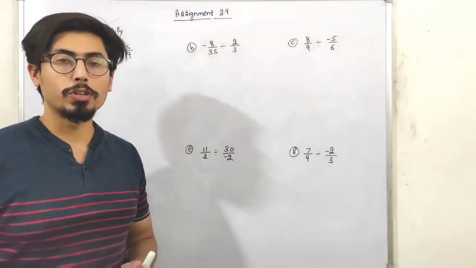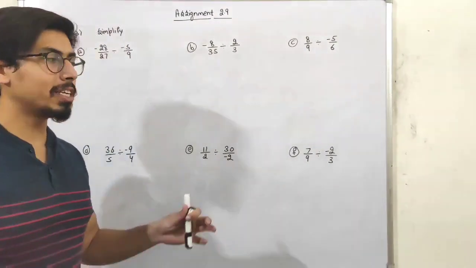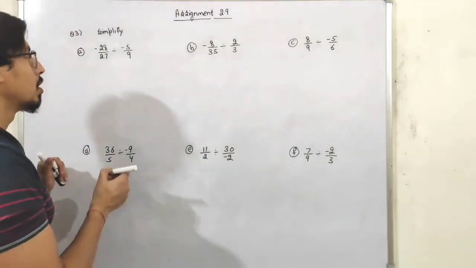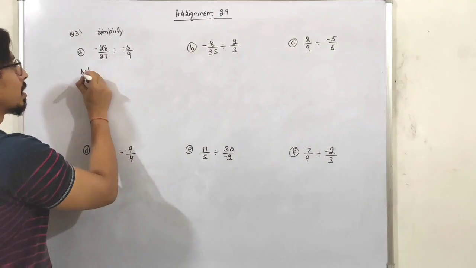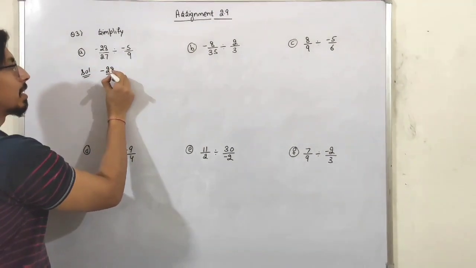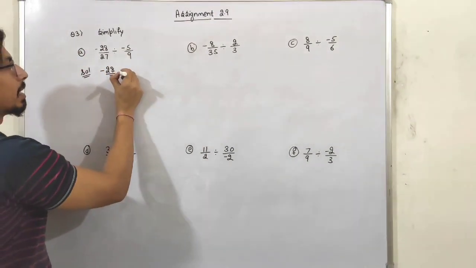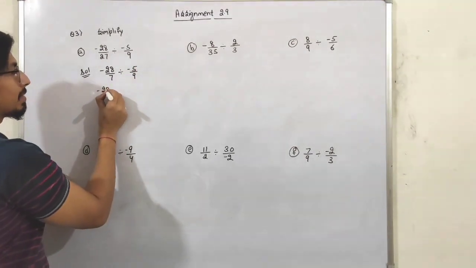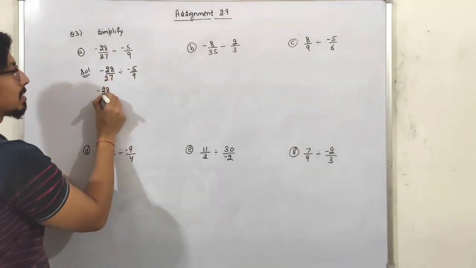Moving forward to question number 12 students. See, in this question also we have to just divide the two rational numbers. Okay. So first part is minus 28 by 7 when divided by minus 5 by 9. Okay, students. So minus 28 by 7 as it is.